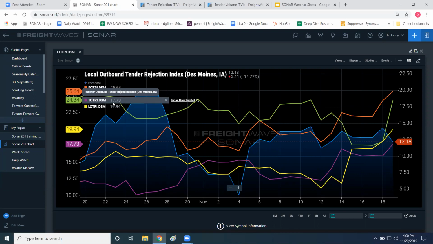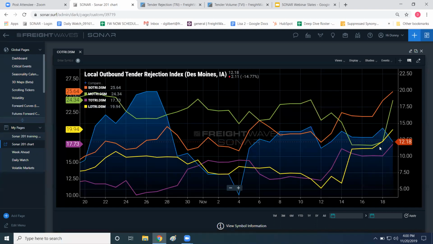Looking at a 17% tender rejection rate for the tweener haul in the Des Moines market, we can definitely tell they have a lot of options with mid-haul, short-haul, and long-haul loads. So they're not really nailed down, and when you have a lot of options, that's going to push carrier rates in an upward direction. Long haul, 19.94%.